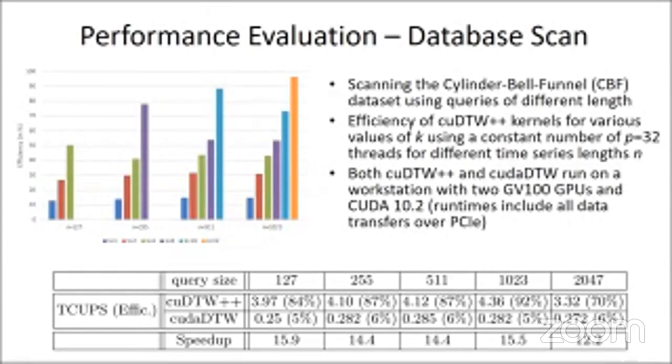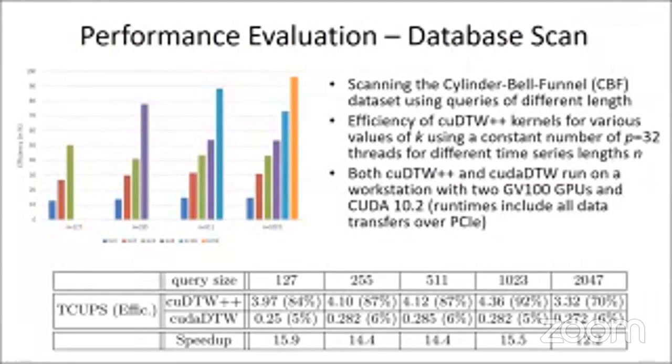Let's have a look at performance evaluation. The first evaluation is a database scan, where we scan a data set. This is called the cylinder bell funnel data set, which is well known in the data mining community, using queries of different length. And in the upper left picture here, we determine the efficiency of our kernel for various values of K using 32 threads and using different time series length.